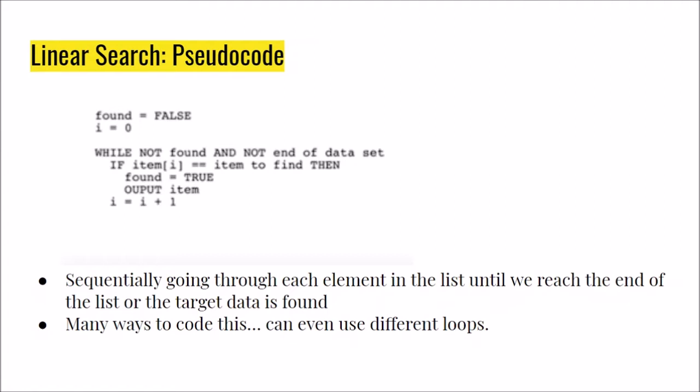So if we're looking for that number 20, is the number we're looking at right now 20, or is it just another number in the list? So we're going to be sequentially going through each element in the list until we reach the end of the list or the target is found. There's many ways to code this. We can even use different kinds of loops. If you're familiar with coding, in this case it's more similar to Python, we can use a for loop, maybe a for in range, to sequentially go through each element in the list until we have reached it.